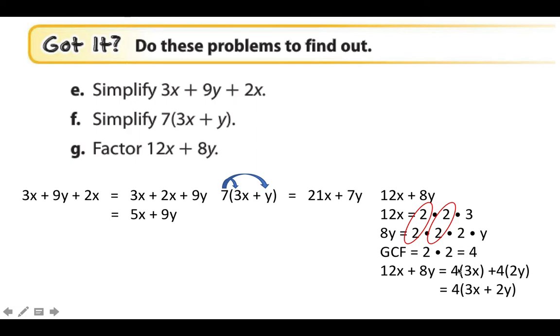Now, when we have our leftover factors, 3x is what's left over after we've factored out the 4. And for 8y, 2y is what's left over after we factored out the 4. So inside our parentheses, we've got 4 times the quantity, 3x plus 2y. This is not a simplified expression, but it is a factored expression. We factored out the GCF, and all remaining factors are inside parentheses.